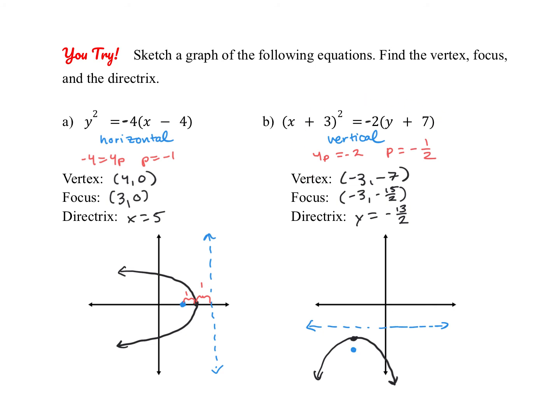And for part B, this is a vertical parabola because x is the term being squared. Our vertex is at (-3, -7). And again, since our p-value is negative, our graph is going to open downwards. Our p-value is -1/2, so you go down 1/2 to find your focus, and then you'd go up 1/2 to find your directrix.